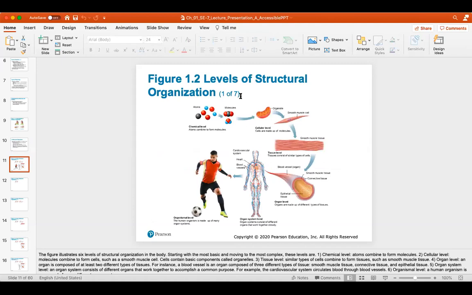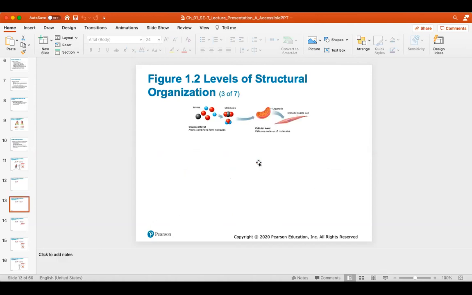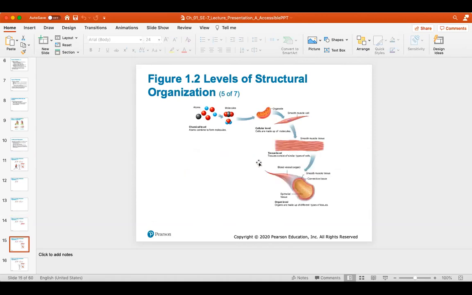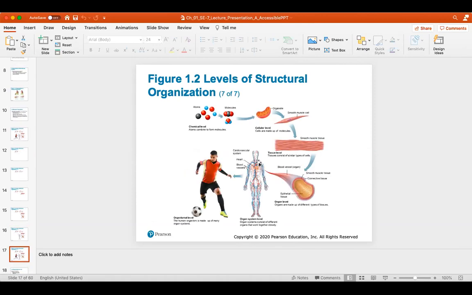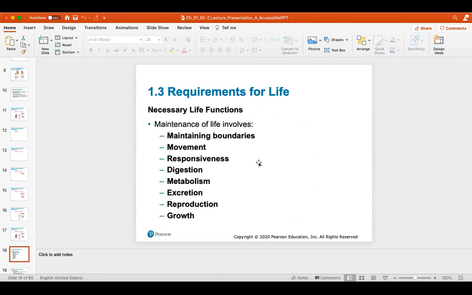So this is just the levels of structural organization within the human body, starting with atoms joining together to form molecules. Those will form organelles within a cell. Cells form tissues, tissues form organs, and then organs form organ systems, which will form the organism. And this textbook slide takes you through it slide by slide, which we'll cover over there. The requirements for life.